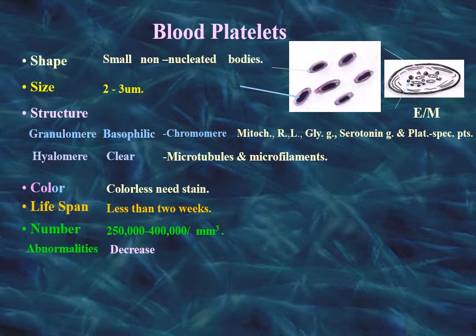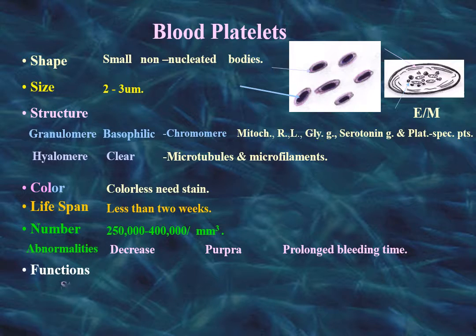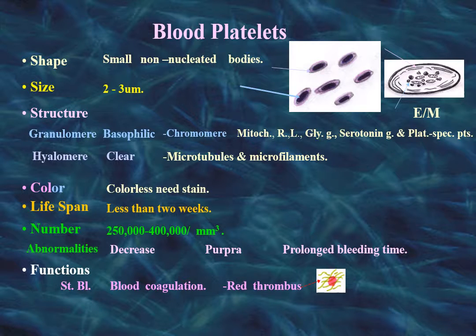Abnormalities in number. A decrease in their number causes purpura, a disease in which the bleeding time is prolonged. Functions: in stagnant blood, blood platelets produce coagulation, that is, formation of a red thrombus by deposition of fibrin threads, which in turn entangle RBCs, leaving serum, which lacks fibrinogen and is similar to plasma minus its fibrinogen.